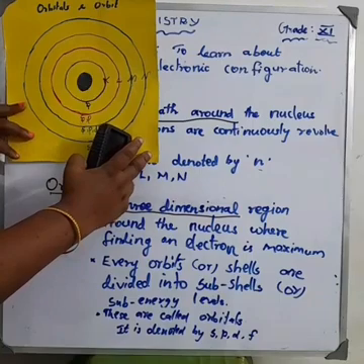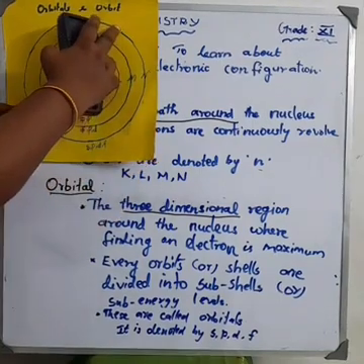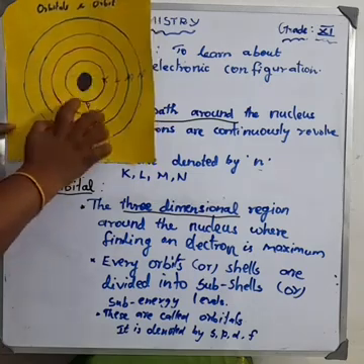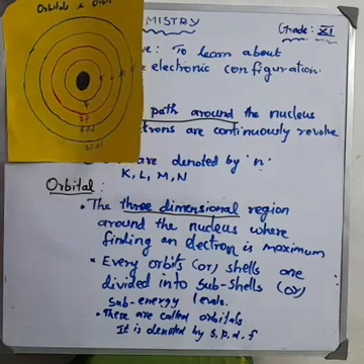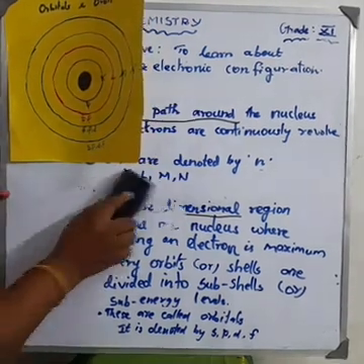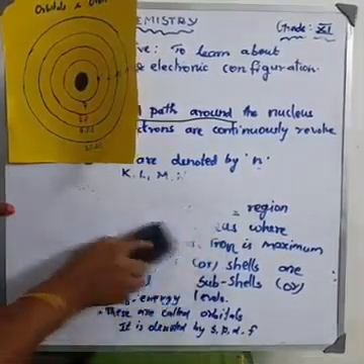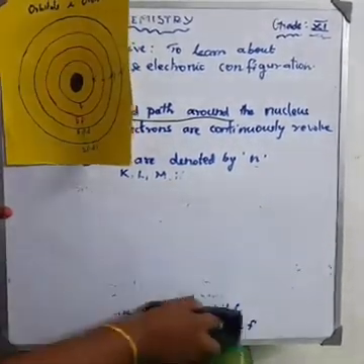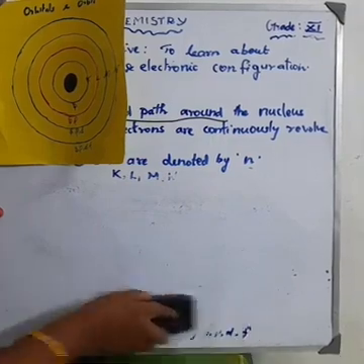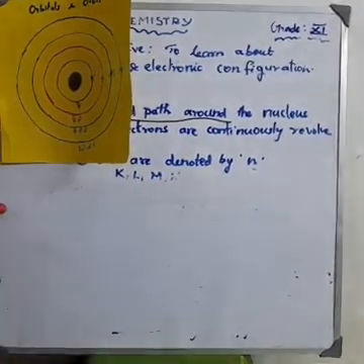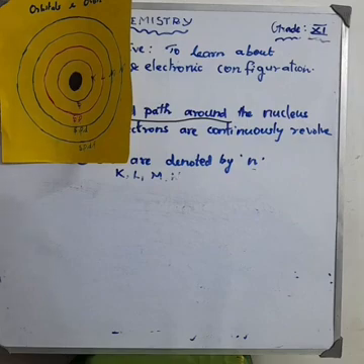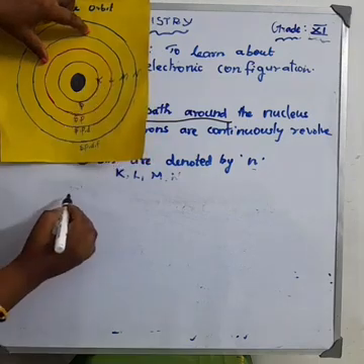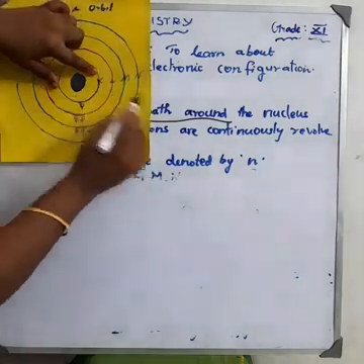Okay students, I hope all of you understood the difference between orbit and orbital. Orbit means shell and orbital means subshell. So, for example, the orbit means K, L, M and N shell. The shells are denoted by small n.